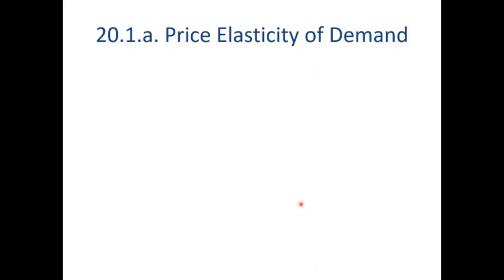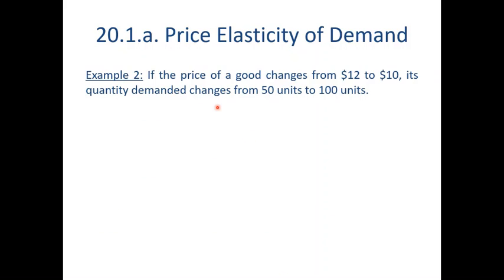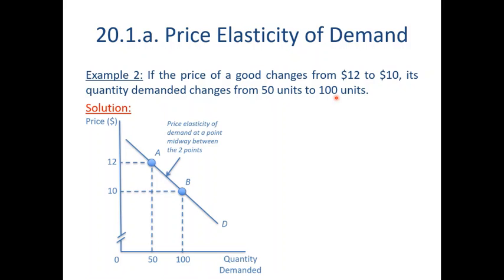Let's take another example on calculating price elasticity of demand. This time it's a more detailed one. If the price of a good changes from 12 to 10, its quantity demanded changes from 50 to 100. Calculate the price elasticity of demand. We can show this example graphically first.